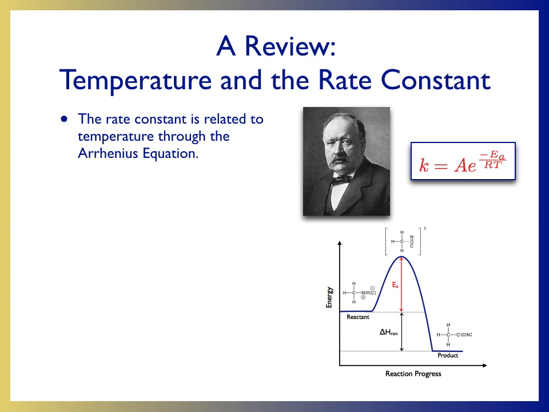In this equation, it says that k is equal to A times e to the minus E sub A over RT. A is known as the pre-exponential term. R is the thermodynamic gas constant, which is 8.314 joules per mole times Kelvin, and T is the Kelvin temperature. E sub A is known as the activation energy for the reaction.